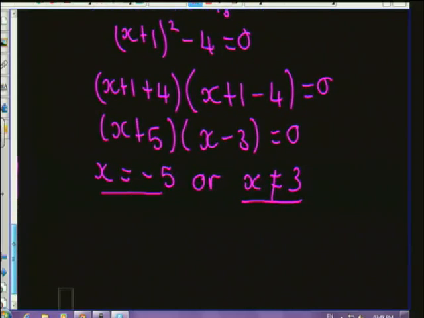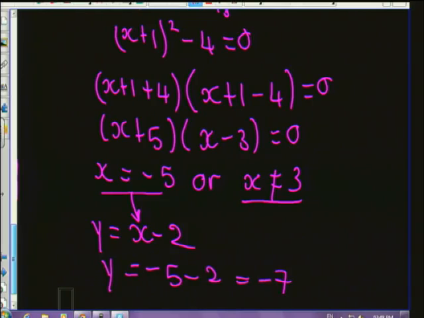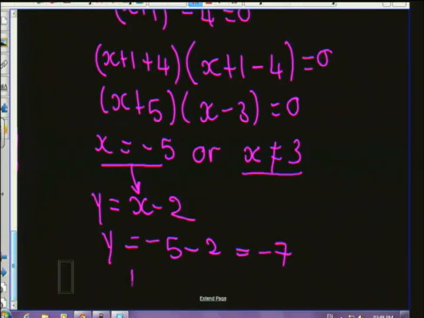Right, in order to get y now, we can substitute that x = -5 into any of the equations. So let's go with the easiest one to do. If I substitute x = -5 into here, I'm going to have y = -5 - 2, which is -7. That gives us the coordinates of point D. D has the coordinates (-5, -7).